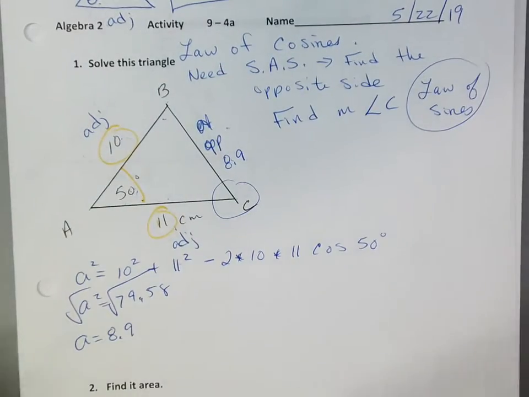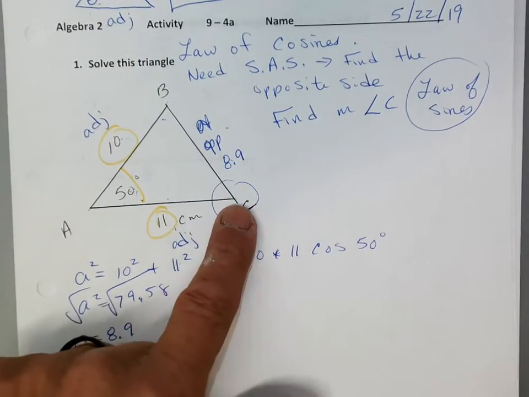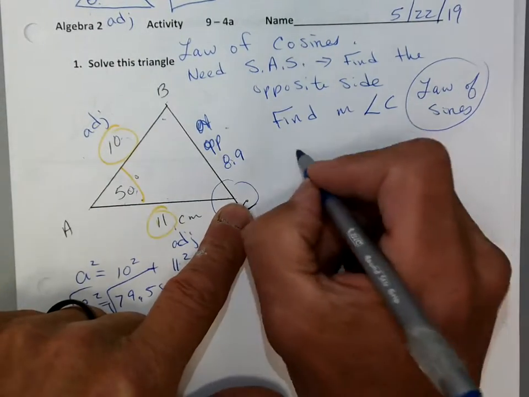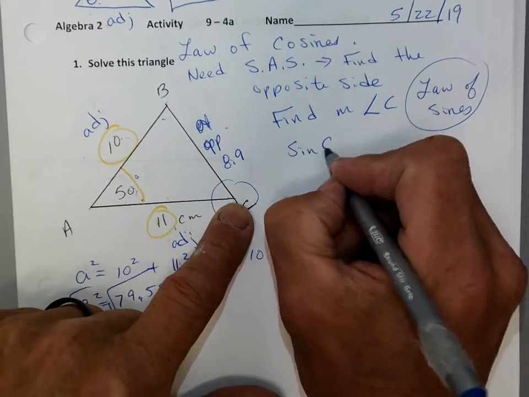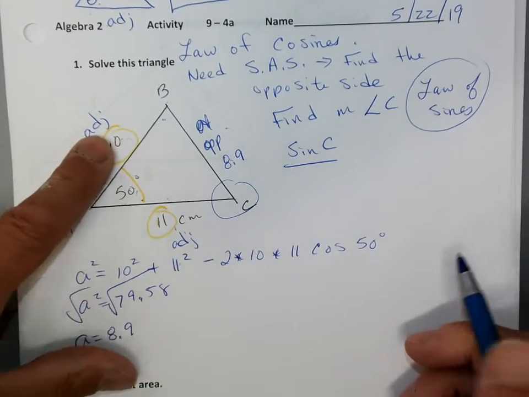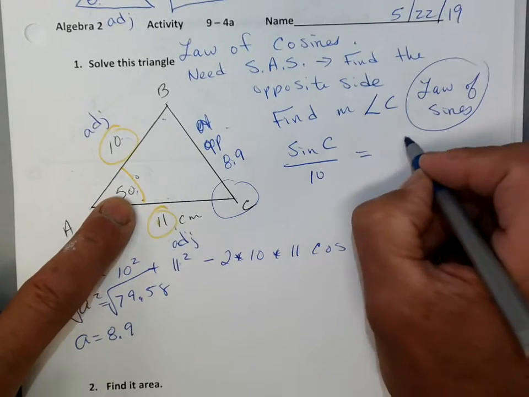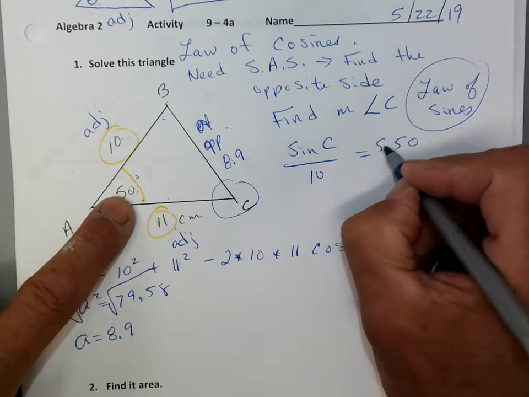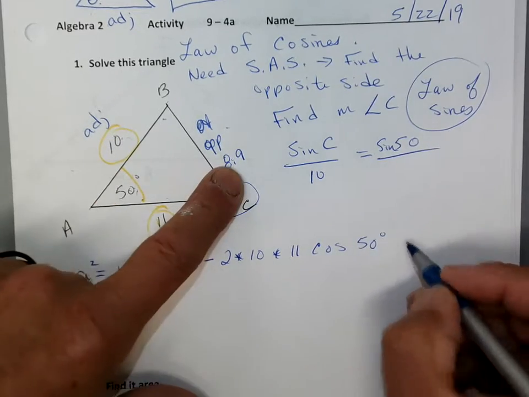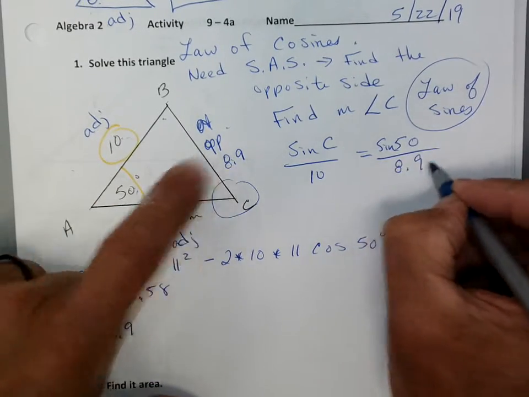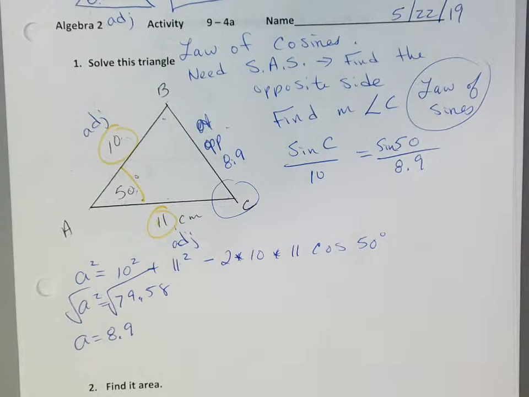Because I have my opposites, right? Okay, so I'll go sine of angle C over its opposite. 10 equals sine of 50 over its opposite. Right? And then I'll just solve like I did before.